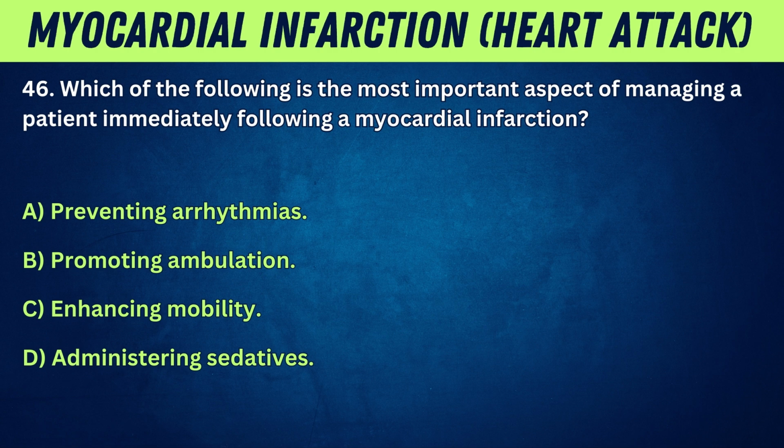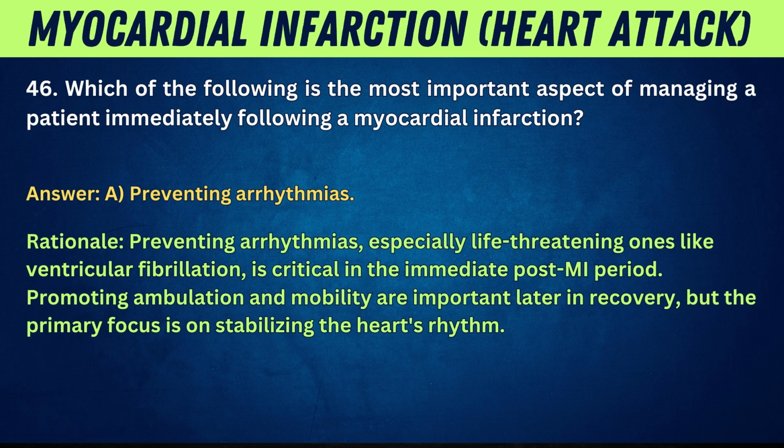46. Which of the following is the most important aspect of managing a patient immediately following a myocardial infarction? A. Preventing arrhythmias. B. Promoting ambulation. C. Enhancing mobility. D. Administering sedatives. Answer: A. Preventing arrhythmias. Rationale: preventing arrhythmias, especially life-threatening ones like ventricular fibrillation, is critical in the immediate post-MI period. Promoting ambulation and mobility are important later in recovery, but the primary focus is on stabilizing the heart's rhythm.